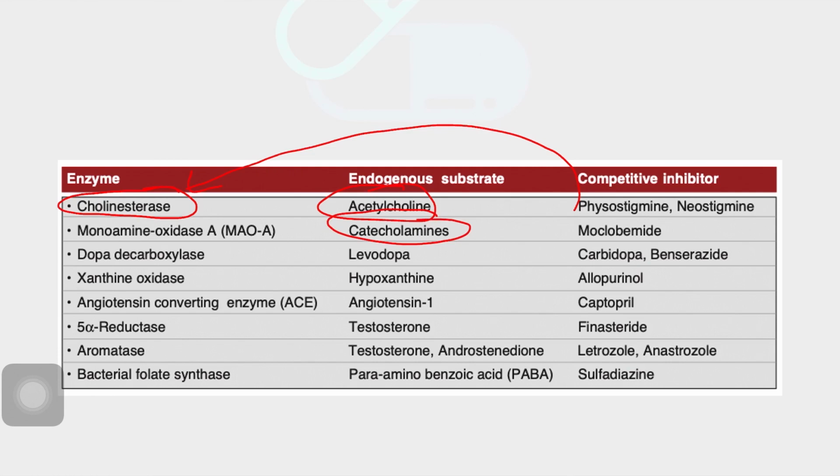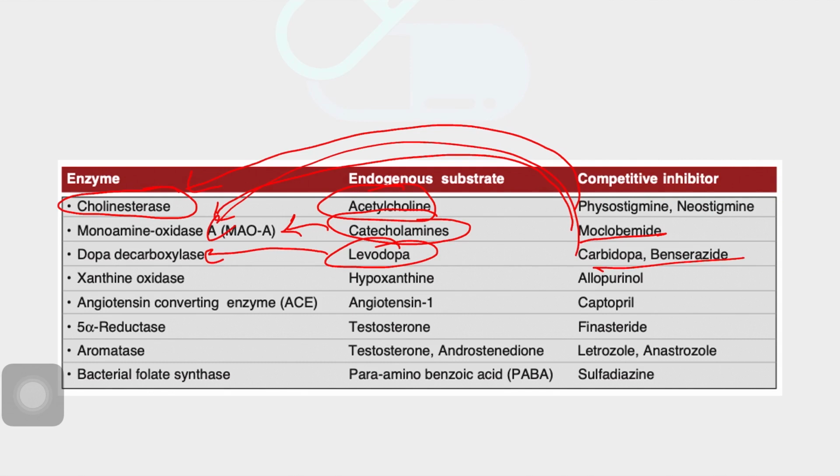In the same way, some catecholamines are metabolized by MAO, that is monoamine oxidase enzymes. With this enzyme, the drug which interferes is moclobemide, and this moclobemide is mainly used as an antidepressant agent. Levodopa metabolism occurs with dopa decarboxylase, and interference occurs with the help of a few drugs, that is carbidopa and benserazide, that we will see in the CVS section. So these are some of the examples you can remember where a drug interferes with a target protein, and that protein is an enzyme.